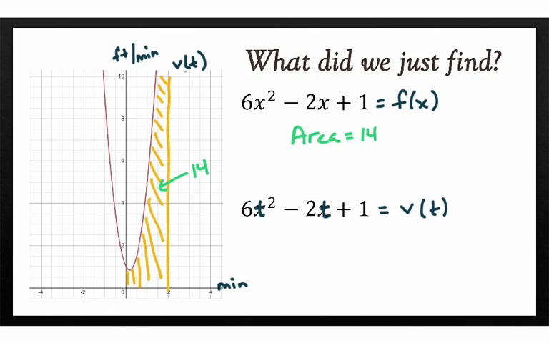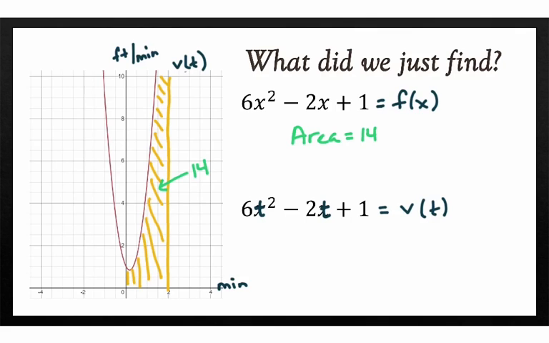So we still know the area under that graph is 14, but what does that actually mean for this thing that is traveling at super fast speeds? Well, remember what that area is? It's actually the distance that this thing has traveled from time 0 to 2. Let's see why that makes sense.